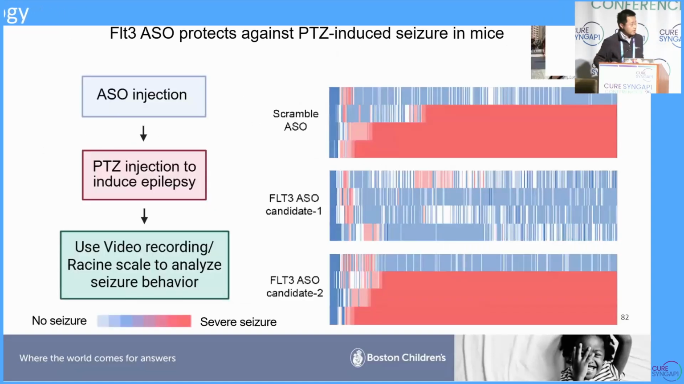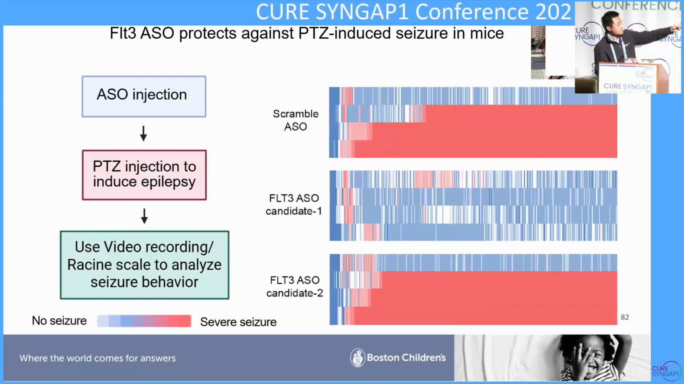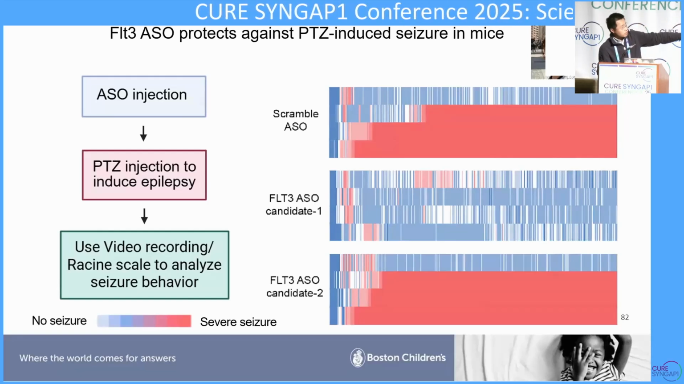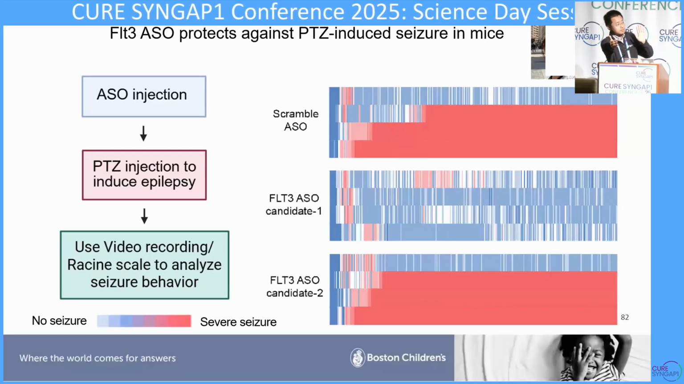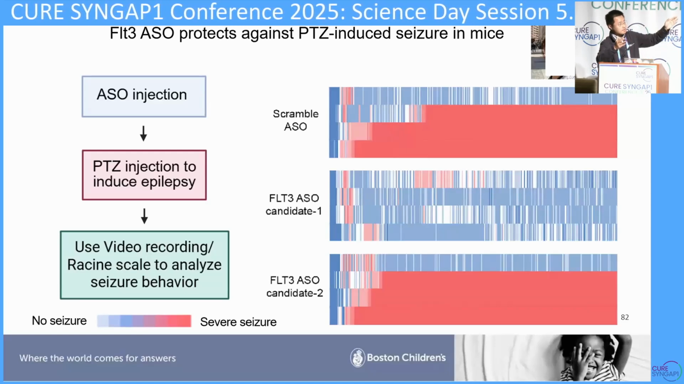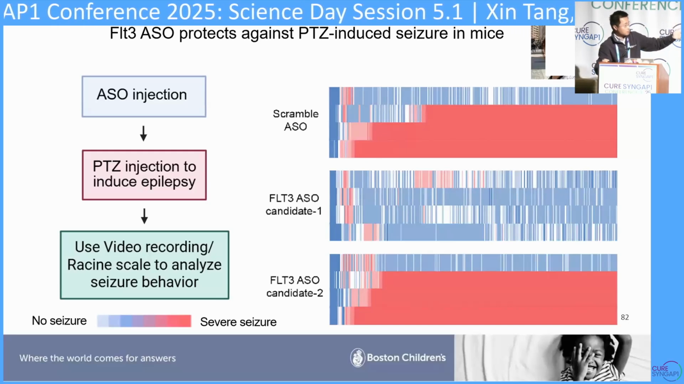So the idea is you start with ASO injection, and then a month later you challenge these mice with a high dose of PTZ. In this case, it's similar to what Rick mentioned earlier, but we use a higher dose to induce seizures. And then we use video recording and a Racine scale. So what you're looking at is 2 hours of the recording, and every 10 seconds there's a beam, and so we visualize, and then look at seizure behavior.